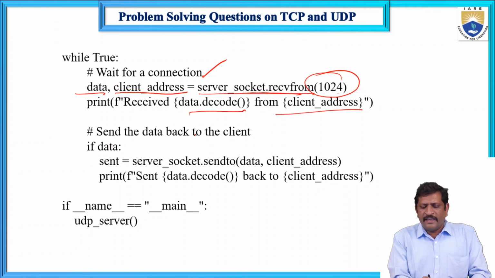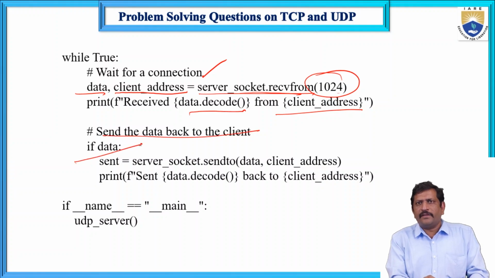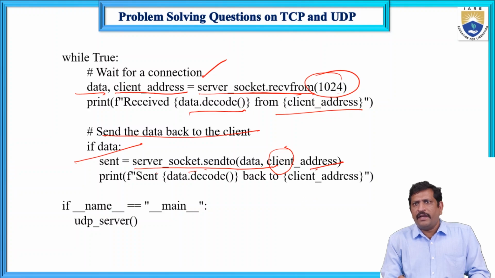Here it is sending the data back to the other client. If data is to be sent, we can write the function as server_socket.sendto. With the help of this, we can send the data with the help of the address and port number. We are sending the data between client and server.